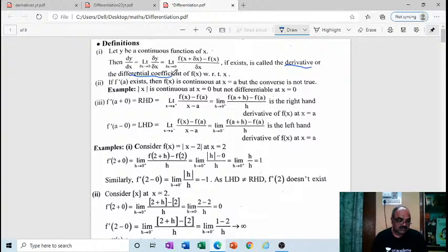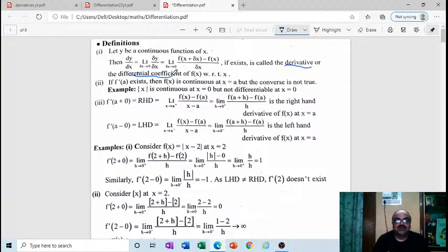So, my earnest request is, please make sure that you know these concepts very well before you get on to applying these into your sums. If f dash of a exists, then f of x is continuous at x equal to a, but its converse is never true. Mod x is continuous at x equal to 0, but not differentiable at x equal to 0.